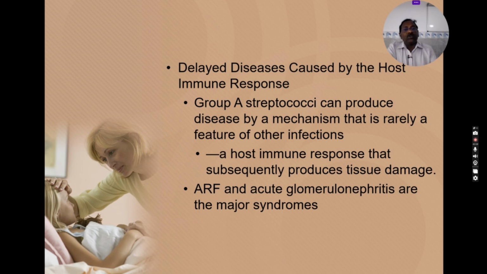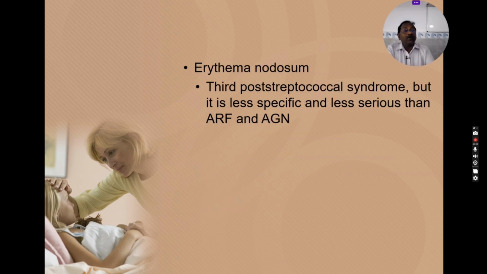Delayed diseases caused by the host immune response. Group A streptococci can produce disease by a mechanism that is rarely a feature of other infections: a host immune response that subsequently produces the tissue damage. Acute rheumatic fever, ARF, and acute glomerulonephritis are the major syndromes. Erythema nodosum is a third post-streptococcal syndrome, but it is less specific and less serious than acute rheumatic fever and acute glomerulonephritis.